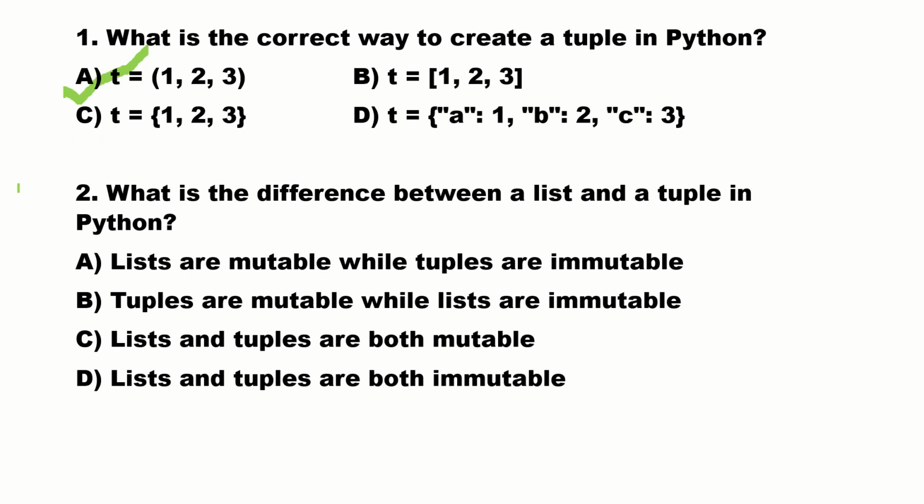Next one, what is the difference between a list and a tuple in Python? See, lists are mutable whereas tuples are immutable. What do you mean by mutable? Mutable means you can change the elements of a list, whereas in a tuple you cannot change the elements. Once it is created, you cannot change the element. So tuples are immutable whereas lists are mutable.